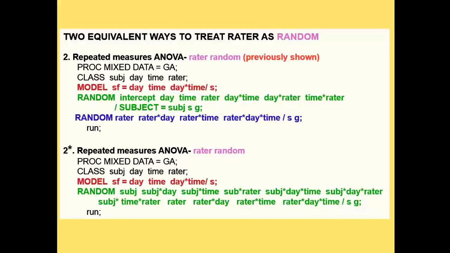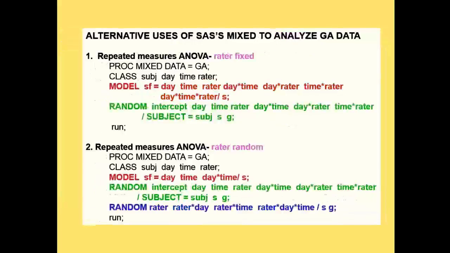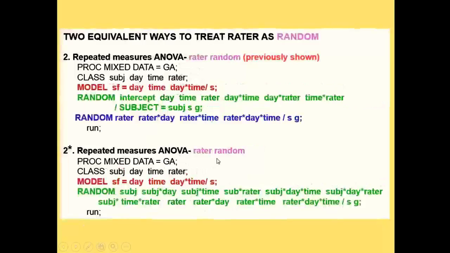Again, I've shown you rater fixed, rater random. Now I'm taking the rater random, the one at the bottom, and I'm moving it to the top here. That's the one I just looked at. And down below it, I'm showing you an alternative way I could write the code, to do exactly the same thing. Can you tell me what's there? How many random statements are in the alternative code? 2 or 1? 1. Why is it 1?